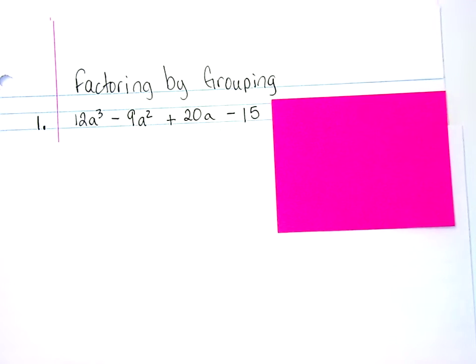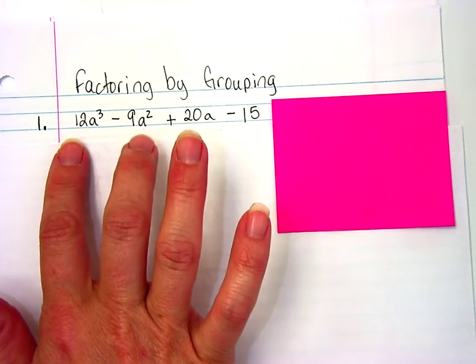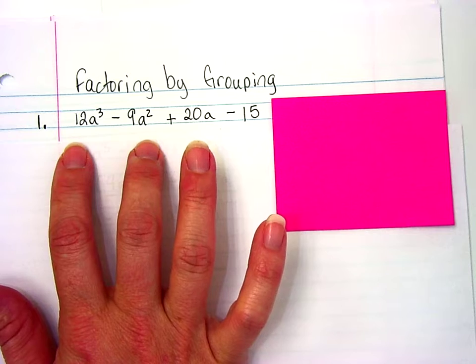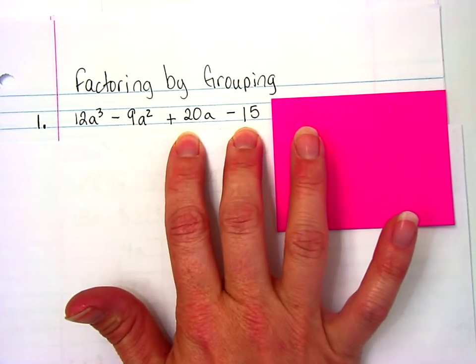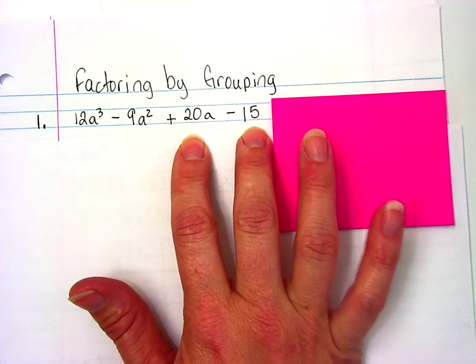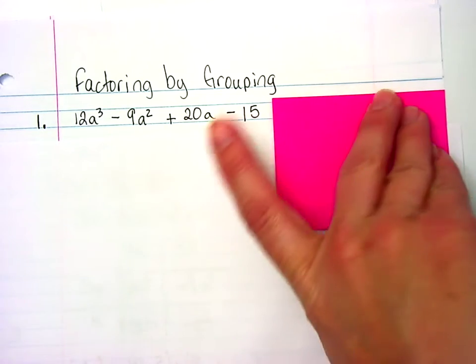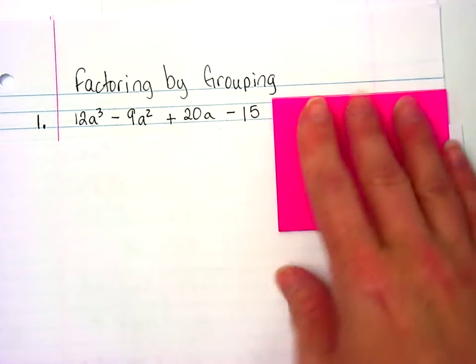So what I want to look for is find the terms that have common numbers or variables. So if I look at 12a cubed and 9a squared, what's common between these two? 3a squared. Okay, you have a 3a squared in both of them. What about these two? What's common? Okay, 5 would be common. Now, is there anything common between all 4? Nope. Okay, so that means I'm going to group these 2 together and these 2 together.